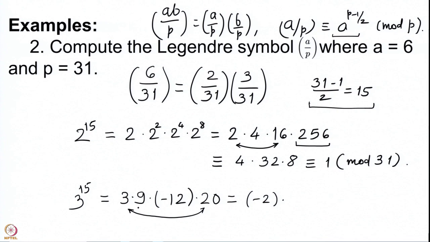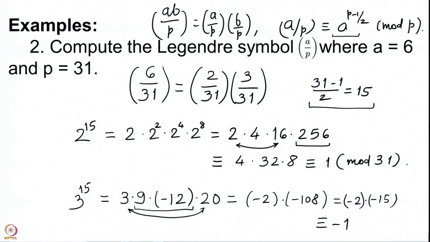When you compute the product of 9 and minus 12, you get minus 108, but once again you will take away 93 from 108 to get this as minus 2 into minus 15, and finally you get 30, which is congruent to minus 1 mod 31. So we therefore get that these numbers are 1 into minus 1, and therefore the final answer is minus 1.